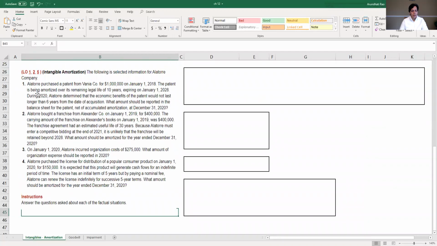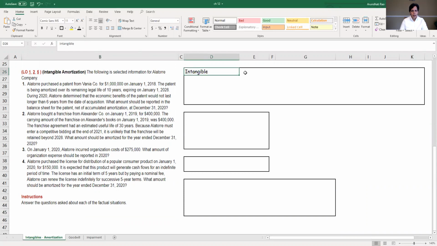So for this company, the first case they're telling us is that they purchased a patent for $1 million on Jan 1st, 2018. The patent is being amortized over its remaining legal life of 10 years. It's due to expire on January 1st, 2028. They tell us 2 years later, during 2020, we decided that the economic benefits of the patent would not last longer than 6 years from the date of acquisition. That is, 2 years have gone by already. What amount should be reported in the balance sheet for the patent, net of accumulated amortization at December 31st, 2020?